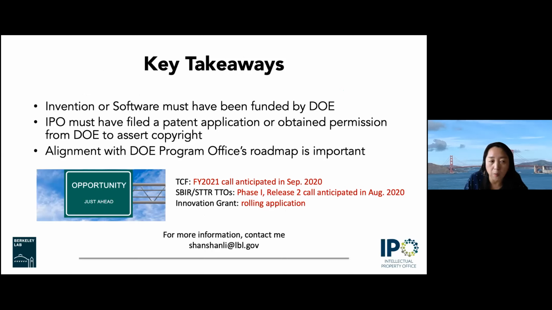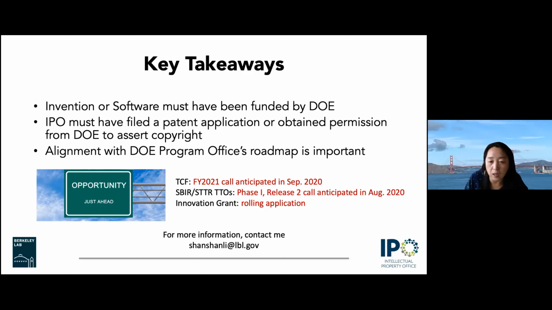In summary, this is just a teaser. What I want you to take away is, you need to know that you have developed a technology for a patentable invention or software that must have to be funded by DOE. IPO must have filed a patent application or obtained permission from DOE to assert copyright in the case of software. Alignment with the DOE program office's roadmap is very important, because having a brief discussion with your DOE program manager about your intent to apply for these opportunities can put you on the path for success.